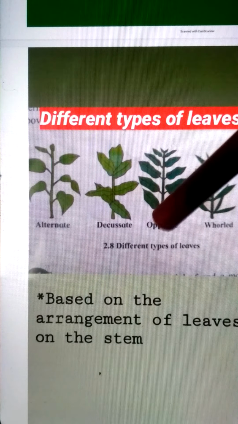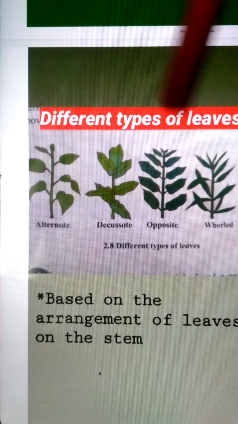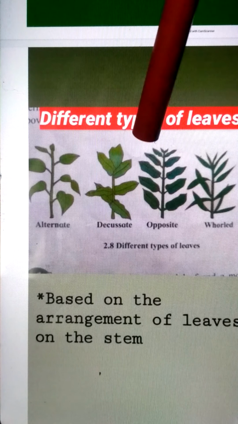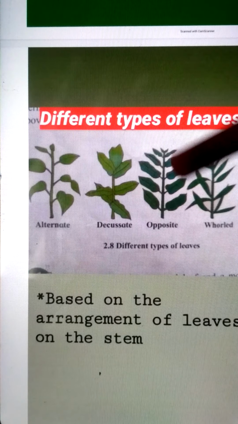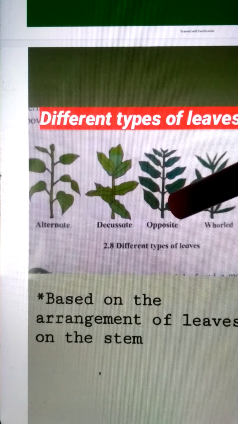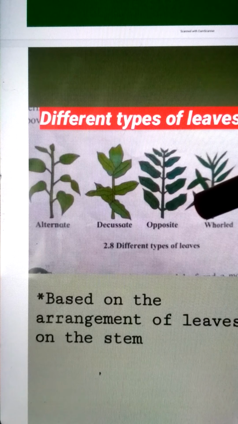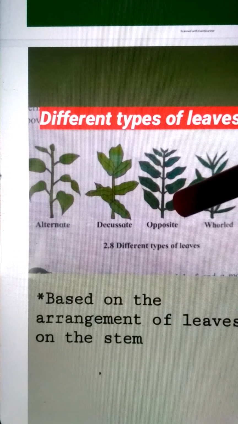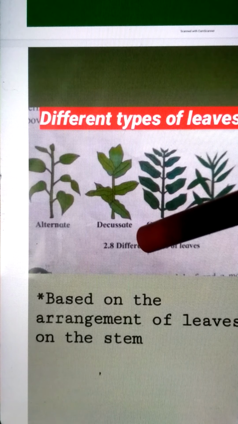Or opposite. What is opposite? On the stem, at a particular node, the leaf arises on both sides, left as well as right. At each node, the leaf arises on both sides, left as well as right. So this arrangement is called opposite arrangement.